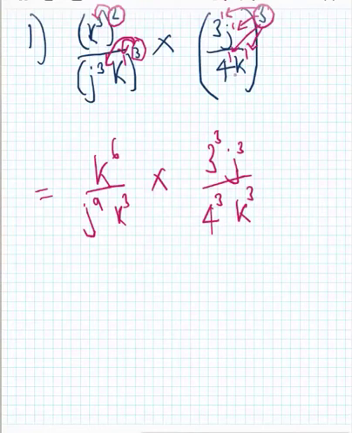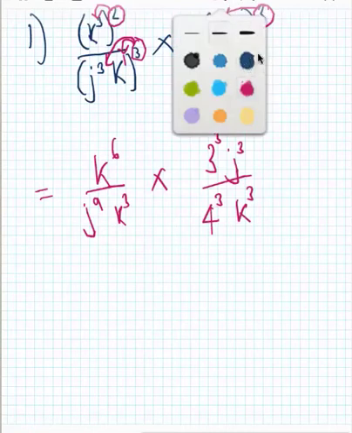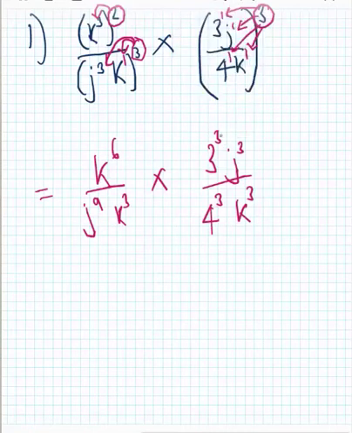Now the next thing I'm going to do is evaluate my numbers. That is 3 to the power of 3 and 4 to the power of 3. So evaluate means to show the value. So 3 cubed is simply 27, and 4 cubed is 64. And then we can start simplifying our variables.